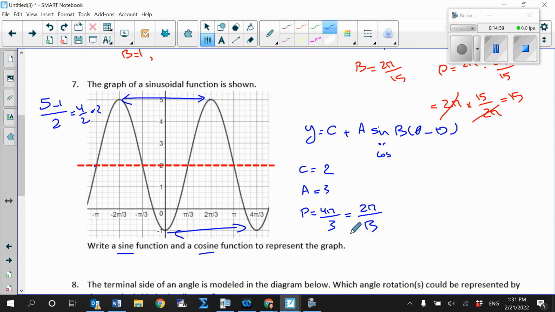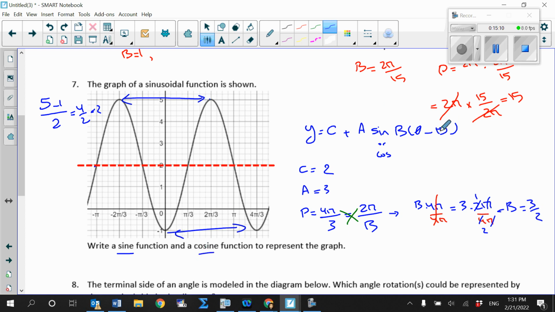So we have this equation and we can solve it for b. I do the cross multiplication. Then from here, b times 4 pi is equal to 3 times 2 pi. Now I can divide both sides by 4 pi. And the pi here goes away. 2 over 4 is 1 over 2... 4 divided by 2 is 2. So b is equal to 3 over 2.